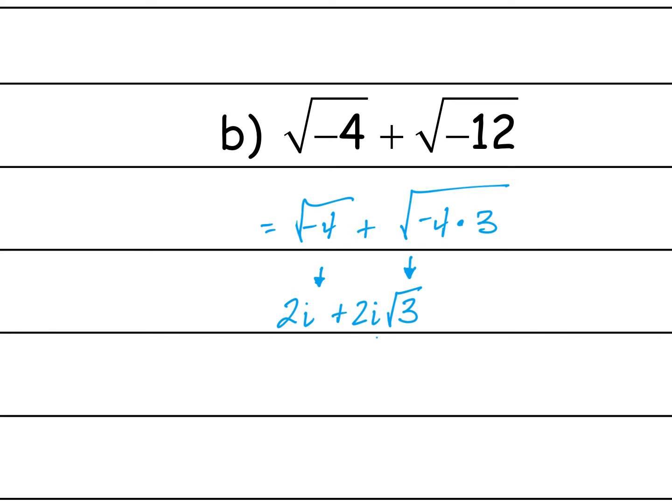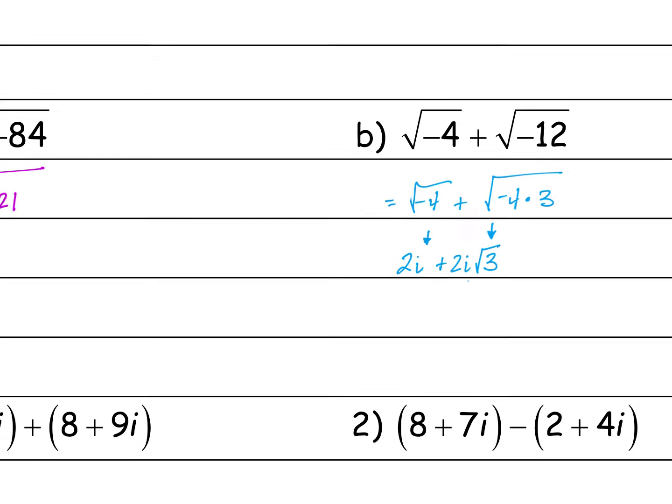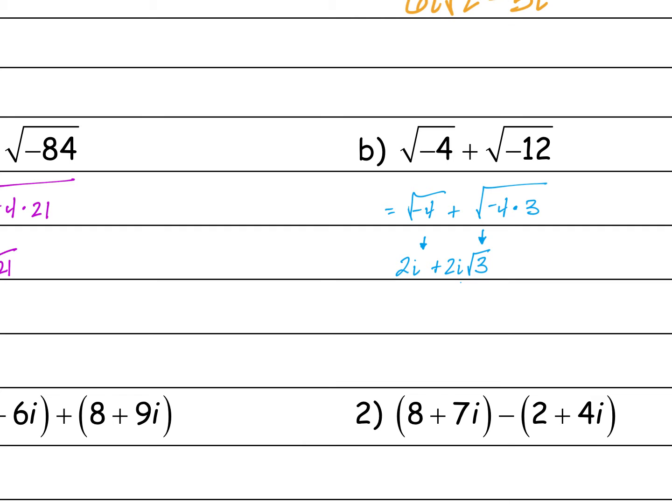This is like saying 2 plus 2x. You can't add that together. Okay? All right. Are there any other questions on that? Are we okay so far? That's just simplifying square roots and talking about i's. Okay. That was hard? I'm sorry.